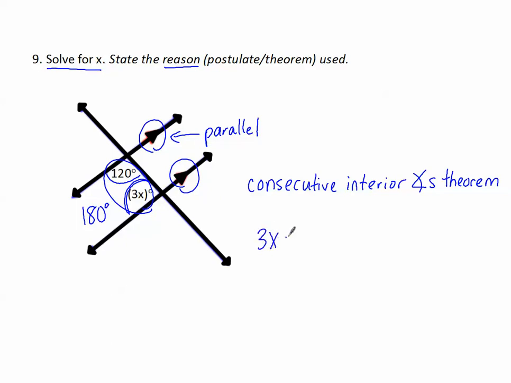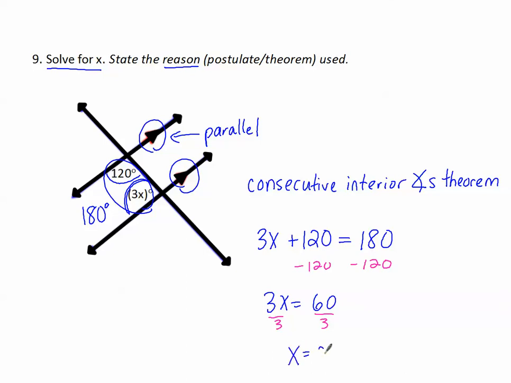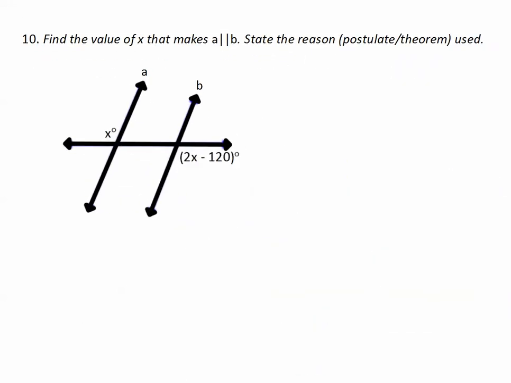So I can say 3x plus 120 equals 180. And then I can solve that equation. So let's do it. Minus 120 and 3x equals 60. Divide by 3, and x equals 20. Not so bad, right? I have one more for you. Find the value of x, that's our goal, that makes line A parallel with line B. State the reason, postulate or theorem.